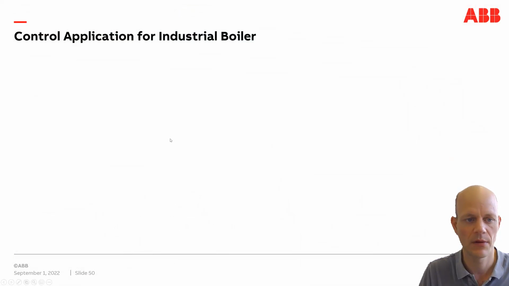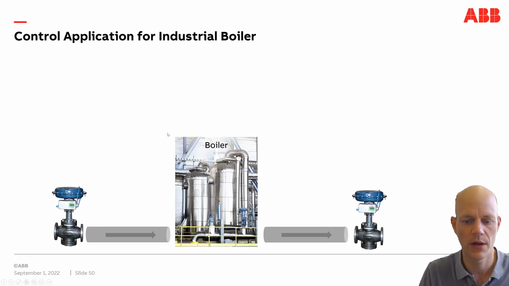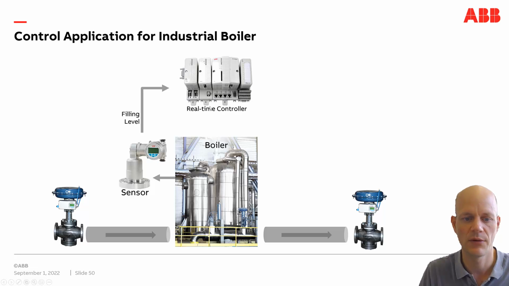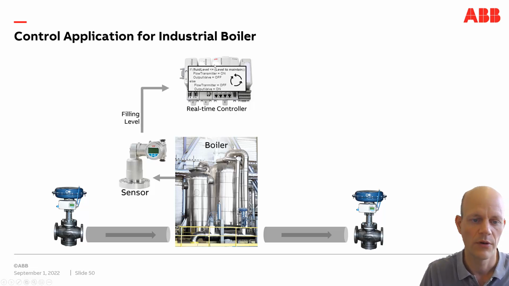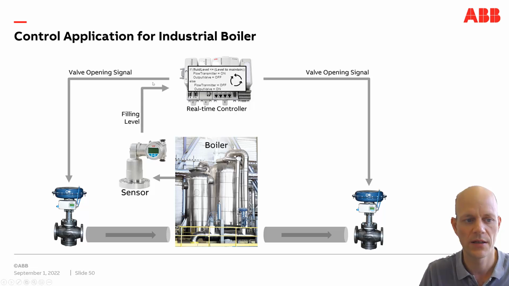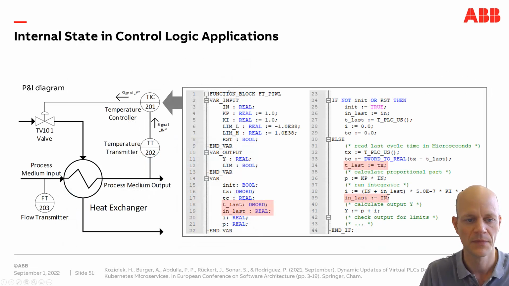Again, a very simple example where we have a control application for an industrial boiler, with the boiler here, with a feeding valve and an outflow valve. We have a level sensor measuring the filling level in the tank, and we have a real-time controller that computes some control algorithms cyclically. So every 100 milliseconds a new value is calculated, and then the signals from those calculations are sent to these valves. And now the question is, how can we update this software actually without shutting down the controller and patching the firmware?